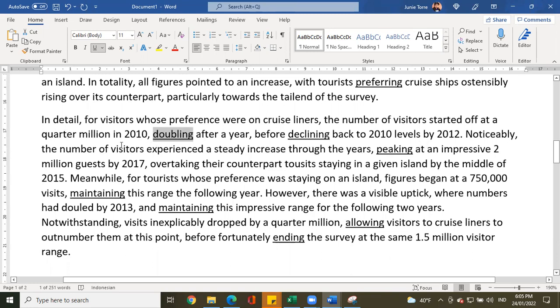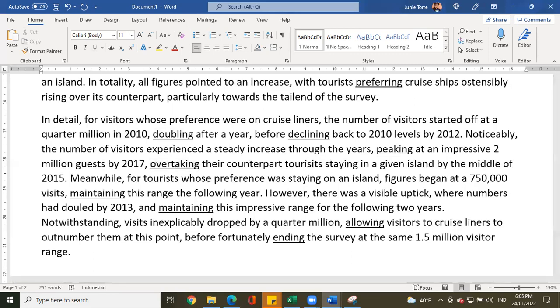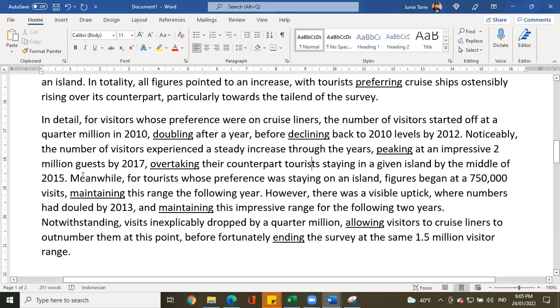Noticeably, the number of visitors experienced a steady increase throughout the years, peaking at an impressive 2 million guests by 2017, overtaking their counterpart tourists staying in a given island by the middle of 2015. Meanwhile, for tourists whose preference was staying on an island, figures began at 750,000 visits, maintaining this range the following year.